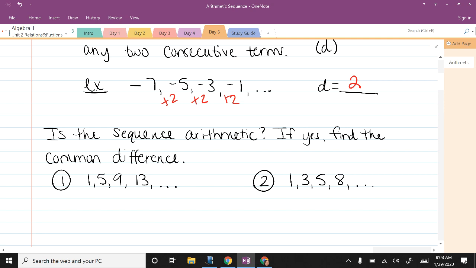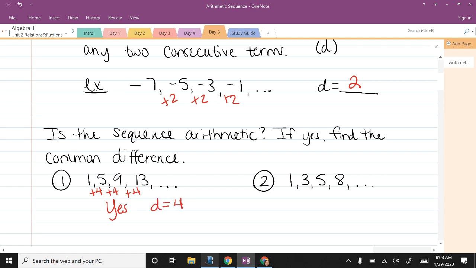All right, do y'all have example 1 written down? What do you add or subtract to get from 1 to 5? You add 4. What do you add from 5 to 9? You're adding 4. And 9 to 13, you're still adding 4. So is this an arithmetic sequence? Yes. And the difference is 4.